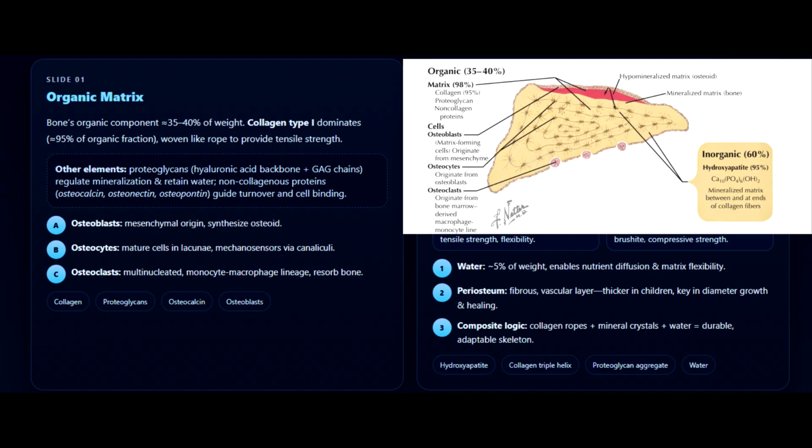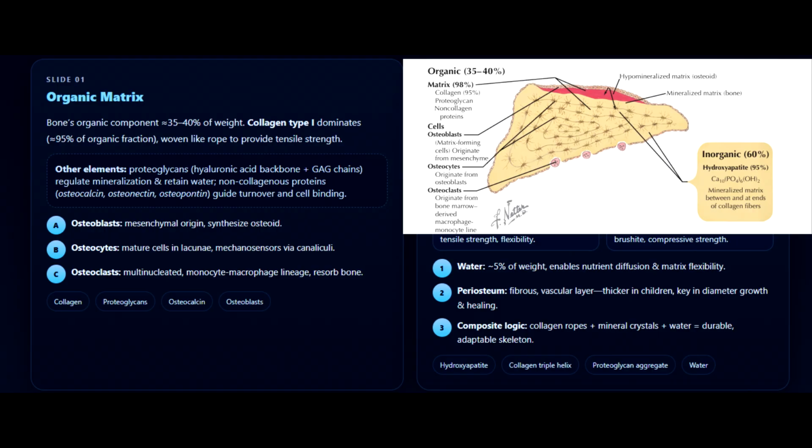If you look at the main illustration, the organic component, which makes up about 35 to 40% of bone by weight, is represented in yellow. This phase is primarily matrix, and within it, collagen reigns supreme, accounting for roughly 95% of the organic fraction. Collagen fibers are carefully aligned, and they give bone its tensile strength, the ability to resist stretching and pulling forces.